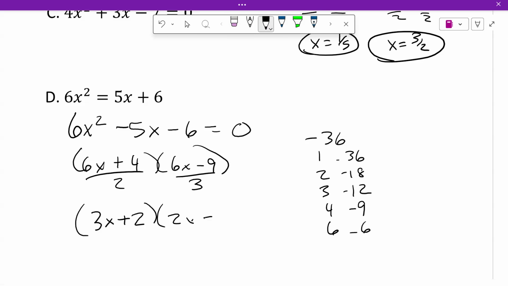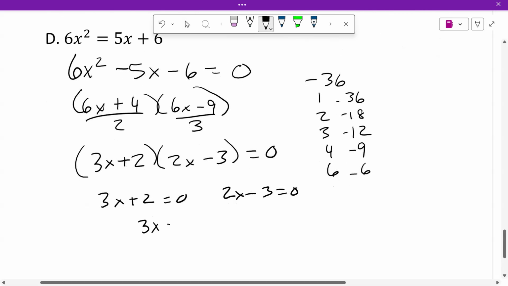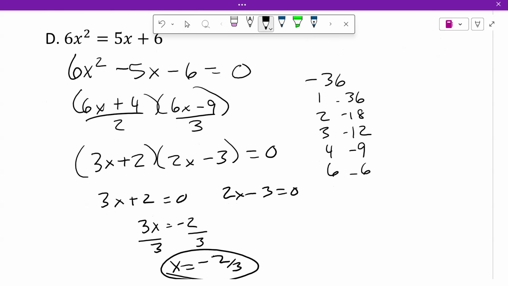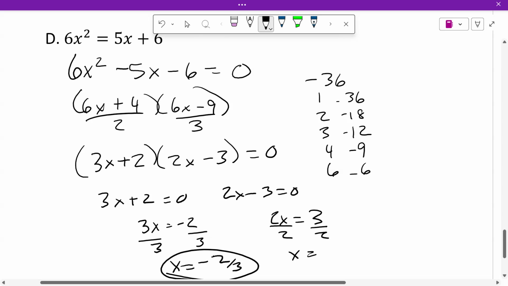And 2x minus 3 equals 0. So 3x plus 2 equals 0. 2x minus 3 equals 0. 3x equals negative 2, divided by 3. X equals negative 2/3. 2x equals 3, divided by 2. X equals 3/2. That's what we do.